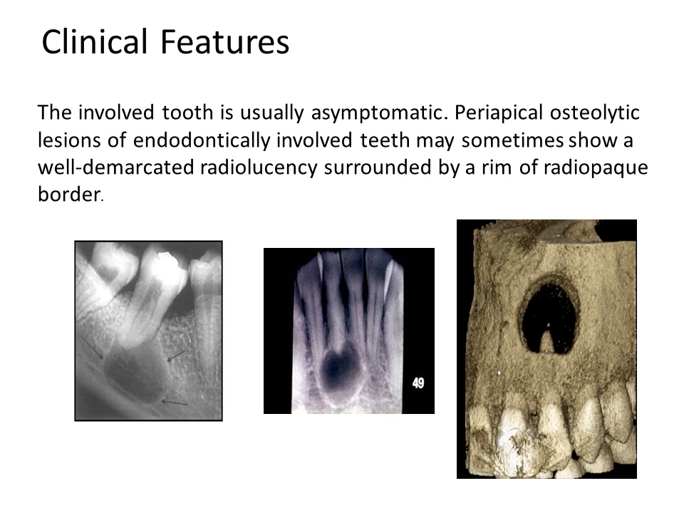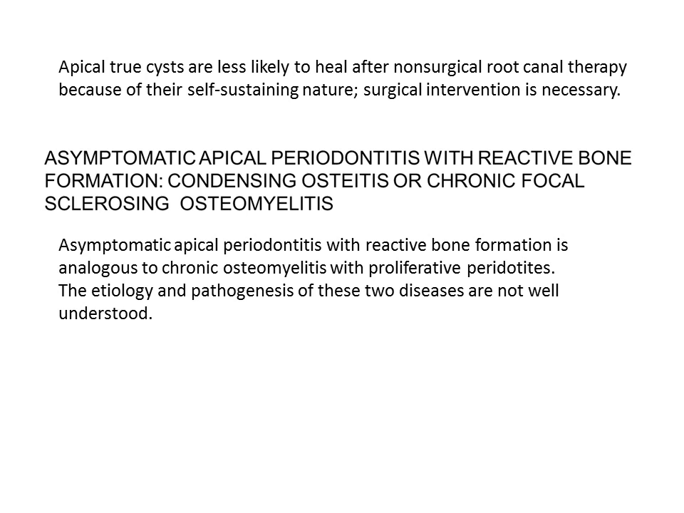The clinical features are here. In asymptomatic, you can see there is some periapical osteolytic lesion. There is a huge bone resorption. Okay. It is normal. And check the area, well surrounded area. So apicoectomy sometimes is meant for such a case. Apical true cysts are less likely to heal after non-surgical root therapy. They are self-sustained in nature, and surgical intervention is necessary.